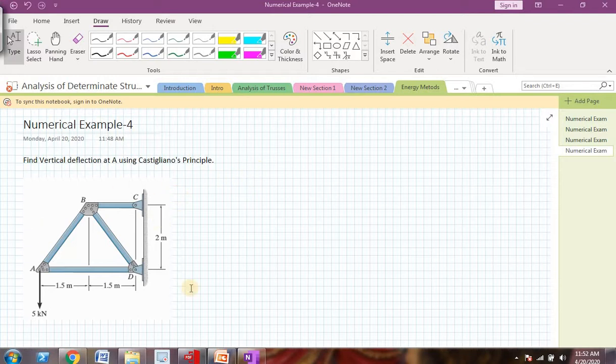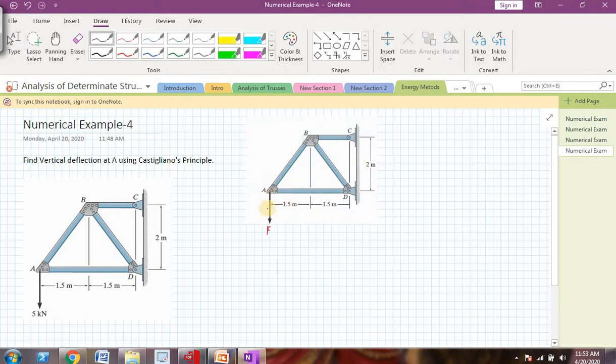So I will take the same truss but without this 5 kN. Instead of 5 kN I will put a load of say F. So I will draw that truss. Okay, I have drawn the truss. Now instead of 5 kN I am putting a load of say F, and in terms of F I will try to find the forces in each and every member of the truss.